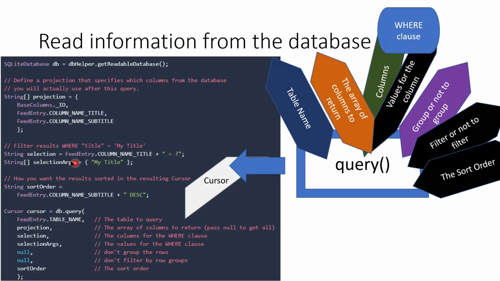Then you are using the arguments, and this is an argument to that, where the column title is my underscore title, my title. That's the value that you're looking for. And sort order is descending. This is a column name for that. You want a descending order with respect to this column, that is subtitle. You want to see the data in a descending order of your subtitle. That's the sort order we were talking about.